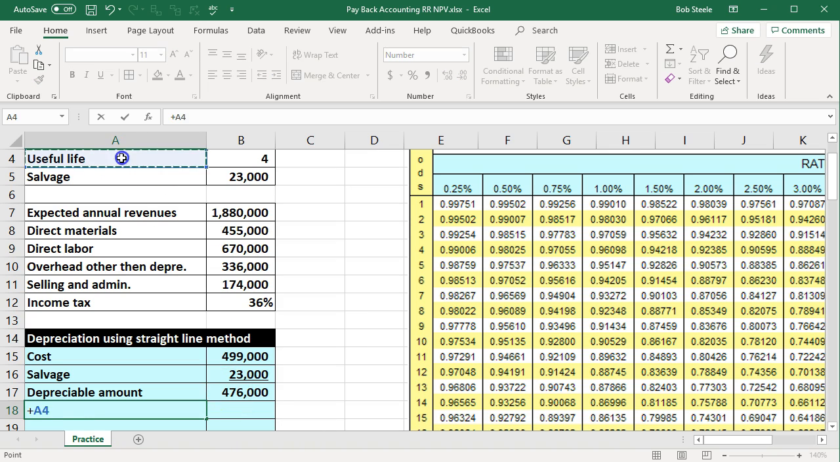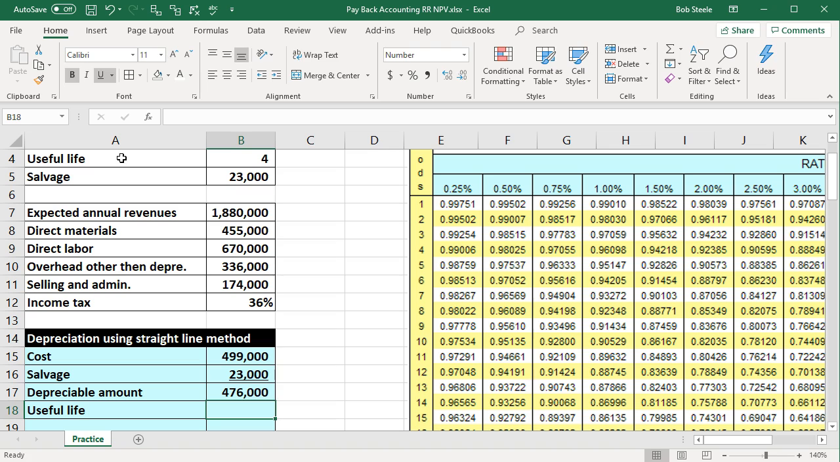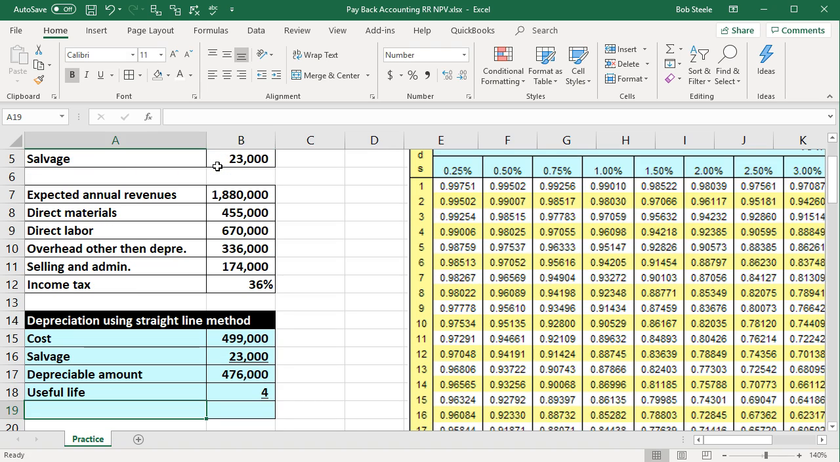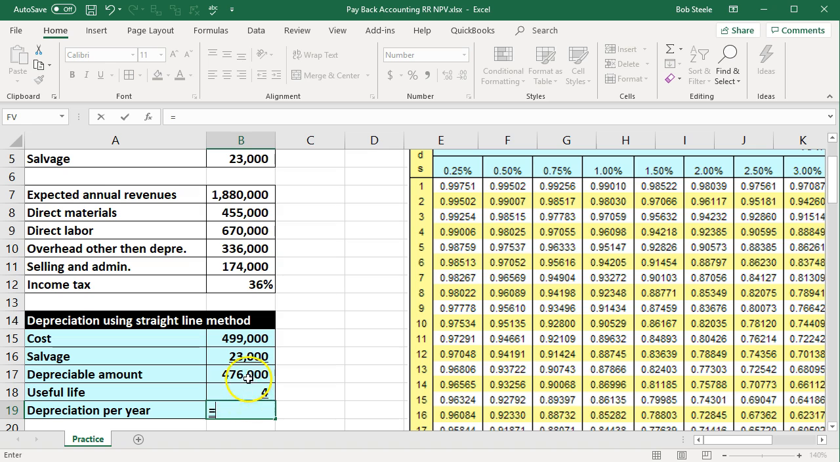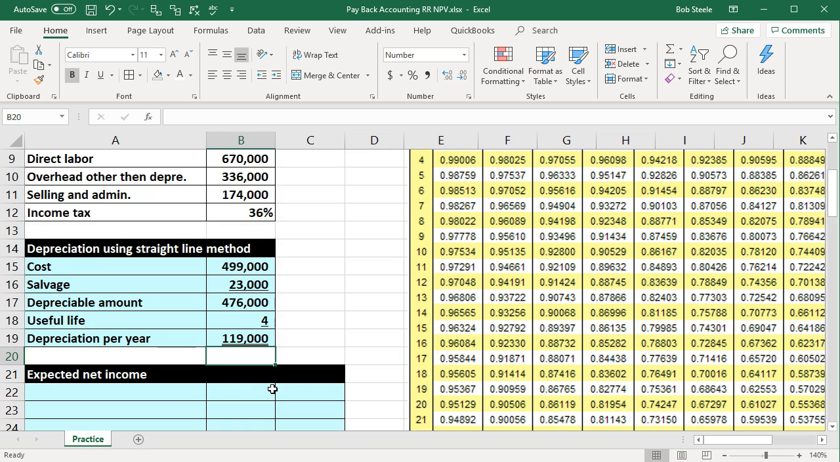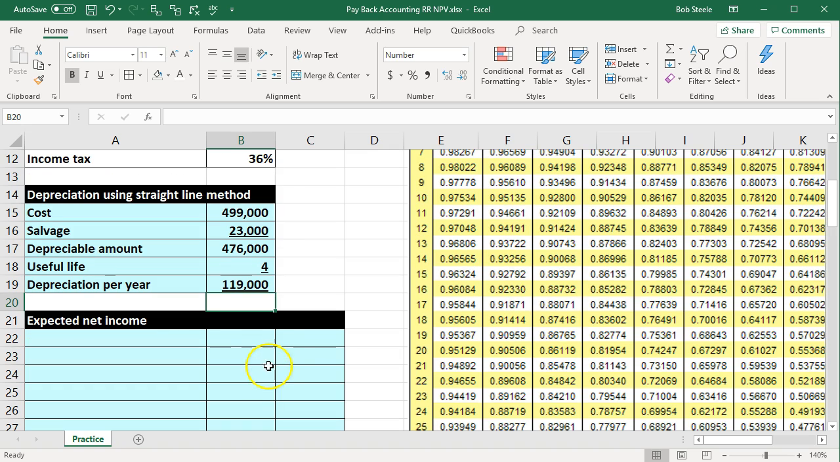And then we're going to take the useful life, which we said was 4 years. So I'm just pulling down the 4 years from our data, and that's going to give us the depreciation per year on a straight line method if we divide that out. So this equals the $476,000 divided by the 4 years. That's going to give us our $119,000 depreciation per year.